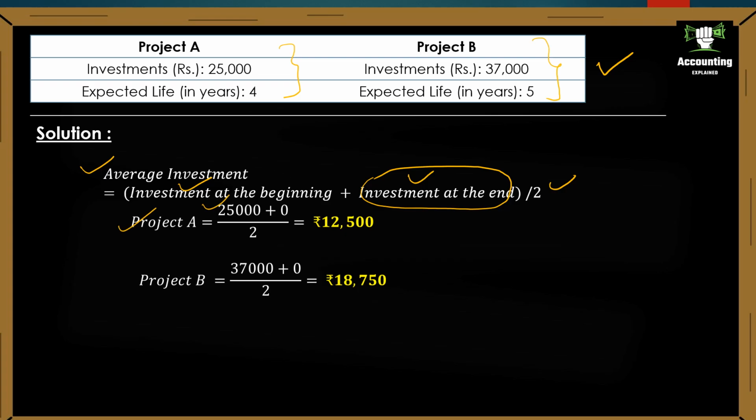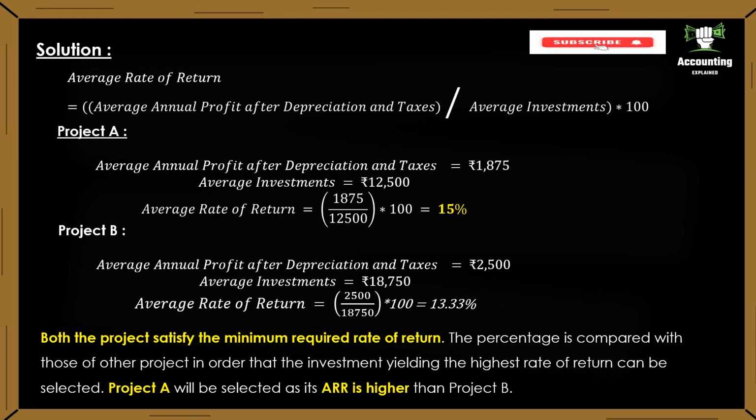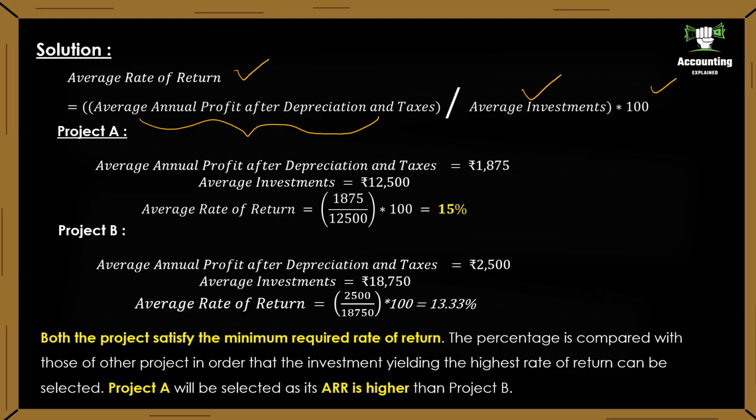Project A is 25,000 plus 0 divided by 2, which is 12,500. Project B it is 37,000 plus 0 divided by 2, which is rupees 18,750. We have come to the last part of the question, to find out average or accounting rate of return, which is equal to average annual profit after depreciation and taxes divided by average investment into 100. We multiply by 100 because it is always better to have ARR as a percentage.